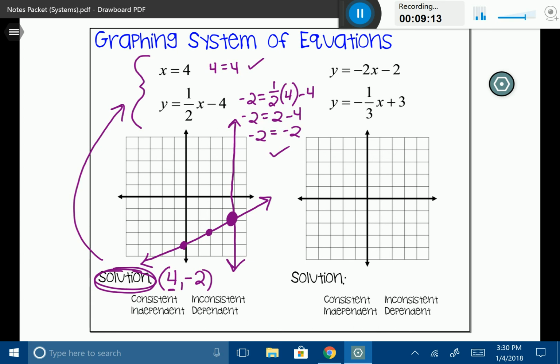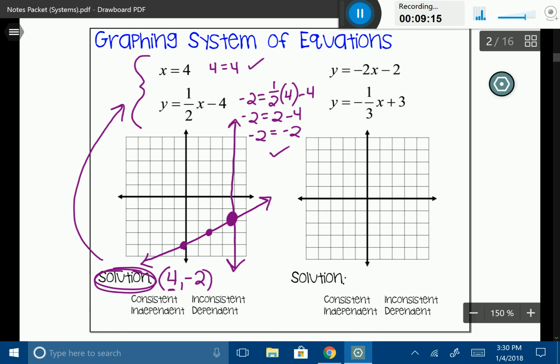Okay, so let's talk about some vocabulary now. Consistent versus inconsistent. Consistent means that we have a solution here, which we obviously do. So I'm going to say consistent.